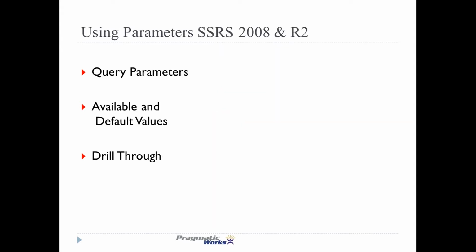Okay, enough of the boring stuff. Now about what you're here for. We're going to talk about parameters today. We're going to talk about query parameters, and we're going to put some available and default values in there, and we're going to do some drill throughs. We're also going to do some custom code. We'll do some parameters that are cascading, and if we have time, we'll squeeze in a couple of extra things too. Any questions you have, please put those in the question room, and we'll take those questions.